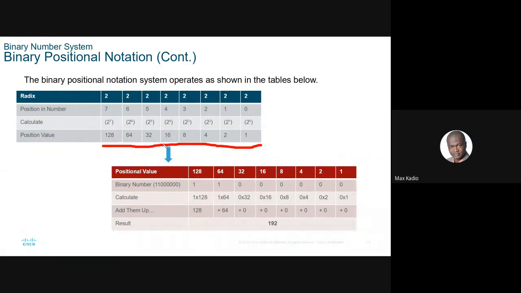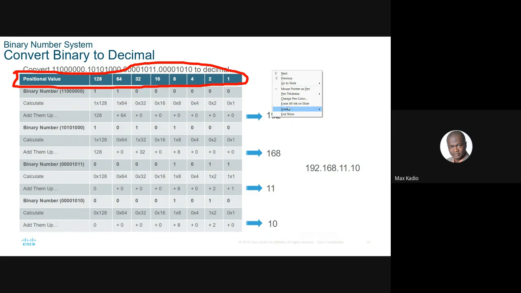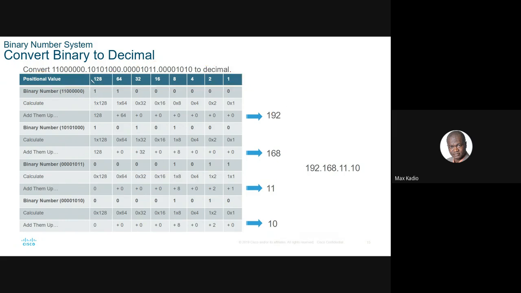So if you have a table, I'm going to show you something easier. You see, this is your table. You start like that. Then under it, you put the value of here. So you see here you have your table. You start with 128, 64. And from there, if they ask you to convert this binary, it's what we did.